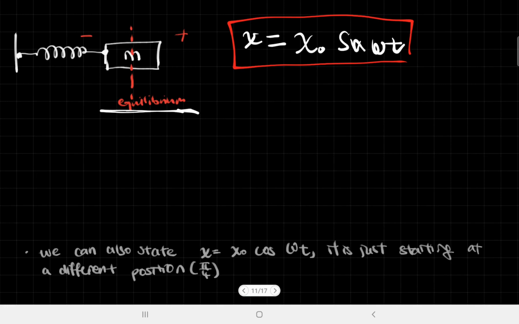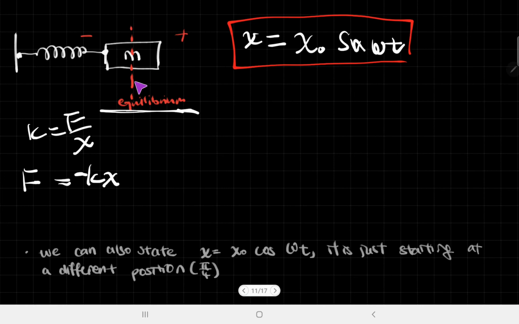I'm pretty sure we all know that k is F divided by x. So k is the spring constant, right? So F is going to be kx, but in our very specific case, we're going to put a negative sign here.